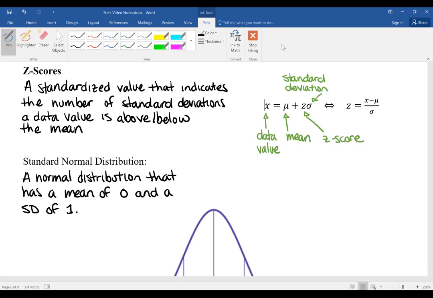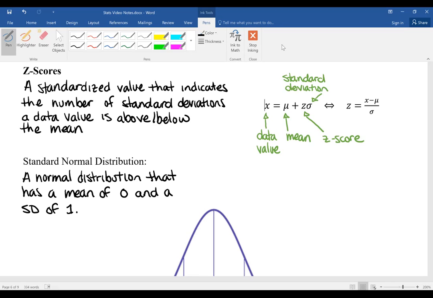In my previous video, I talked about the normal distribution, and now we're going to start talking about what's called the standard normal distribution and z-scores. Let's get it started. A z-score is a standardized value that indicates the number of standard deviations a data value is above or below the mean.